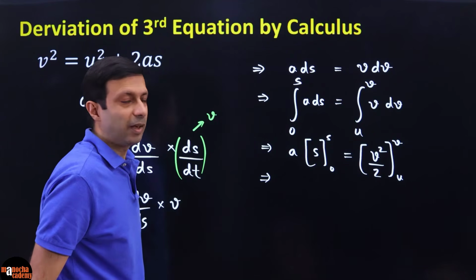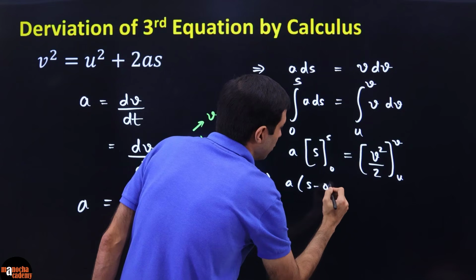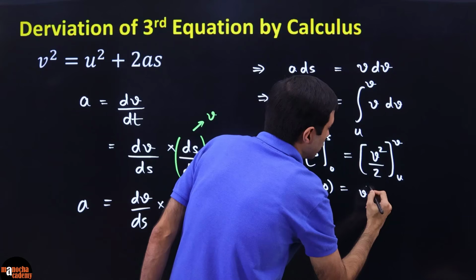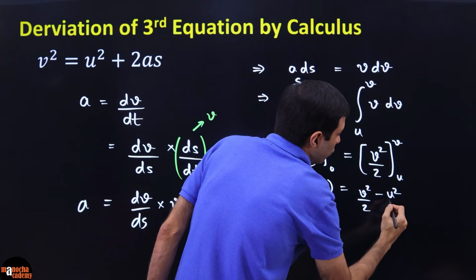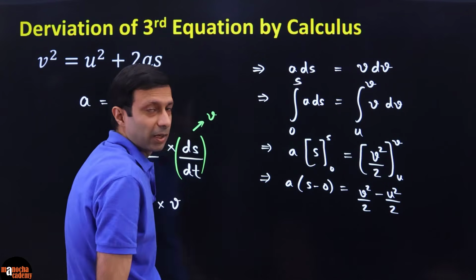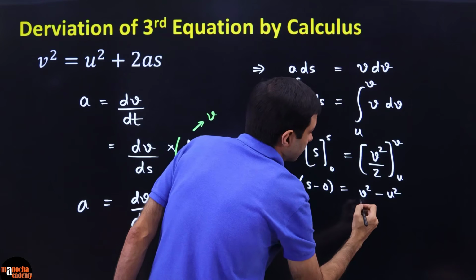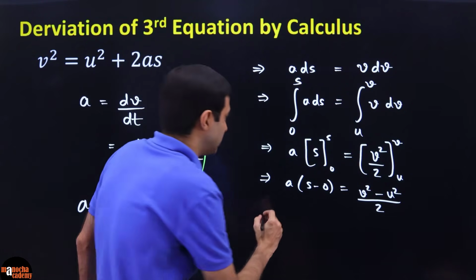So now just plug in the limits, and what do we get? A times s minus 0 equals, plugging in these limits here, v square by 2 minus u square by 2. So you can have 2 in your LCM. Now just cross multiply and see what you get.